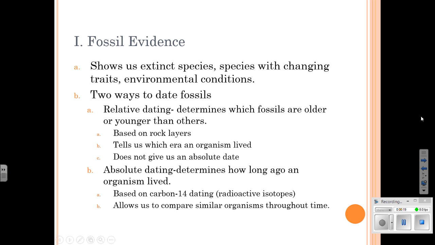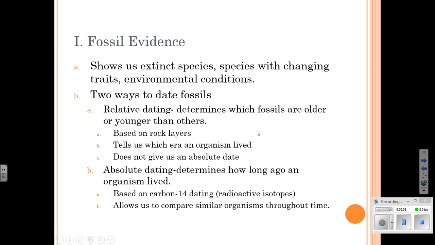We can also find extinct species in the fossil record, and sometimes fossils will even preserve the environmental conditions that existed at the time that the organism died. So there's two ways that we can actually date a fossil. First one's called relative dating.